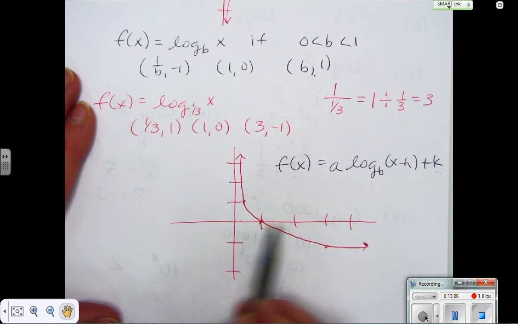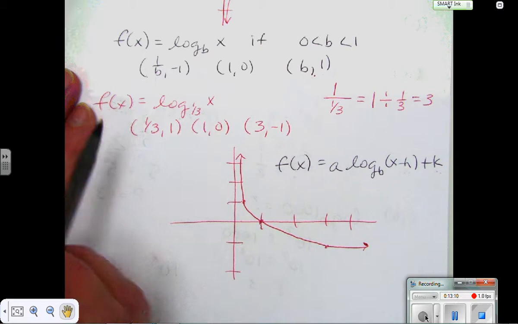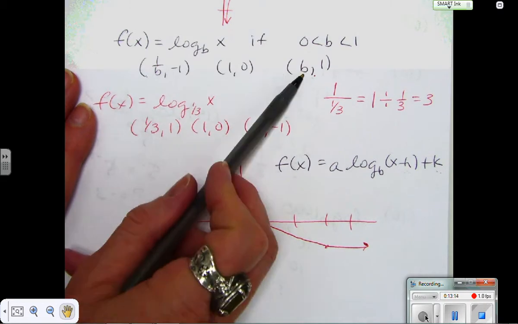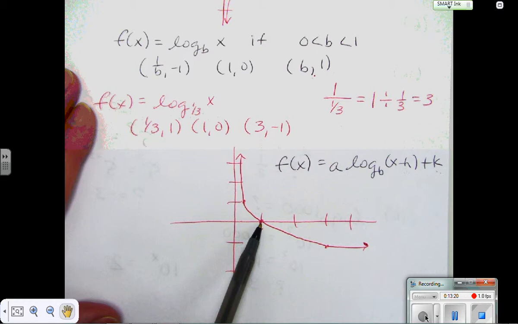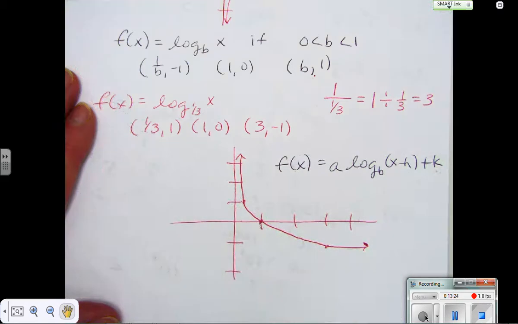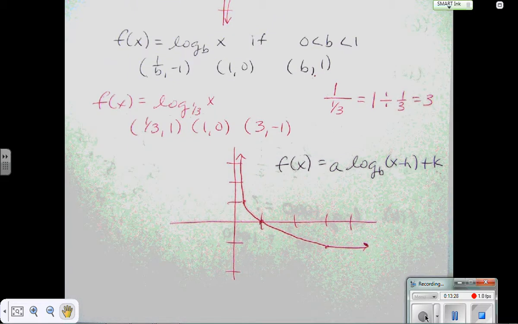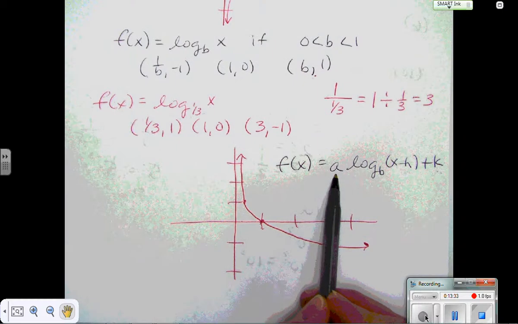The other 2 points that you get from your base are going to be kind of convoluted because of whatever happens with the a. But this 1 point, 1, 0, you can always start there and then move that point around however it's being transformed. But we're not going to do any like this that has an a in front. I just want you to do some simple log graphs just to get used to it. Okay, and then we'll do some harder ones later.